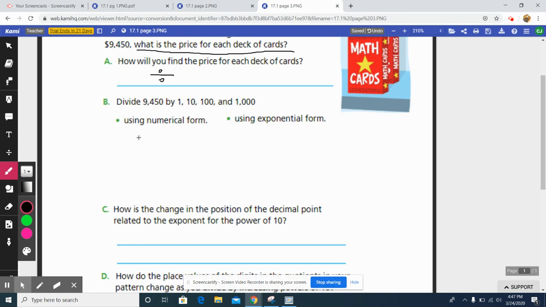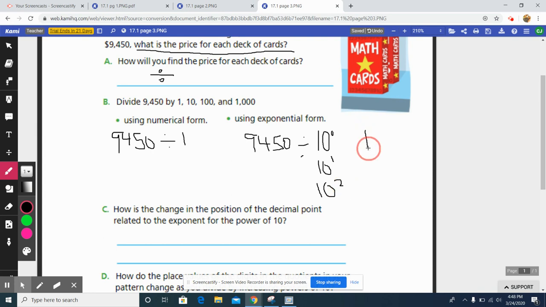Okay, so using numerical form, we would do 9,450 divided by 1. Well, using an exponent, remember 10 to the 0 power is 1. So that's what we would do, 9,450 divided by 10 to the 0 power. Well, we know that's still the same answer. What is 10 in exponents? It's 10 to the first power. What is 100 in an exponent? 10 to the second power. What is 1,000 in exponents?